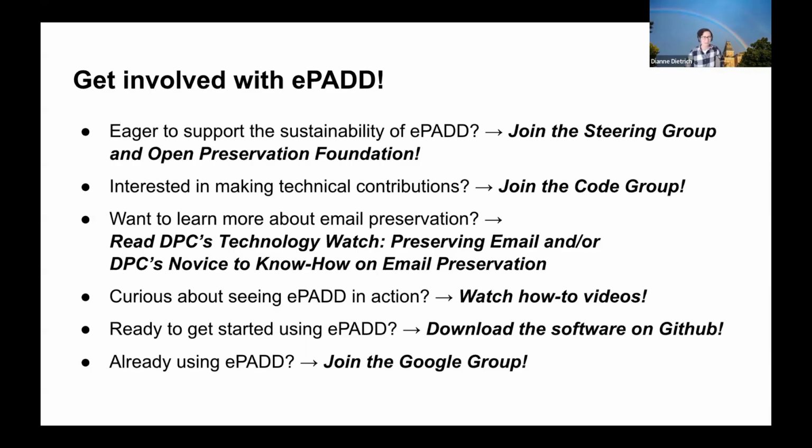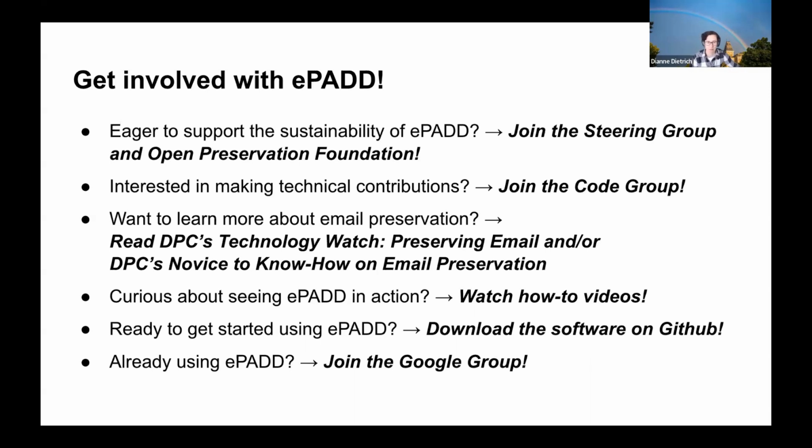Ask me how I know. We're a friendly and approachable group. And if you're interested in thinking about the sustainability of code projects, I think this is a really good project to be involved in. So I'm going to list out a couple of ways that you can be involved. There's a whole range. You can join the steering group. You can join Open Preservation Foundation. If you're interested in making technical contributions, you can join the code group.